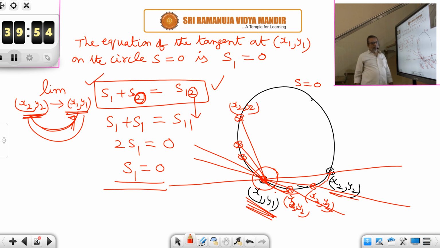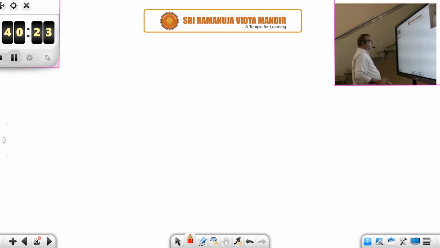So therefore it must be the equation of the tangent at the point x1 comma y1. So the equation of the tangent at the point x1 comma y1 is simply s1 is equal to 0. Let us see an example. Next page.